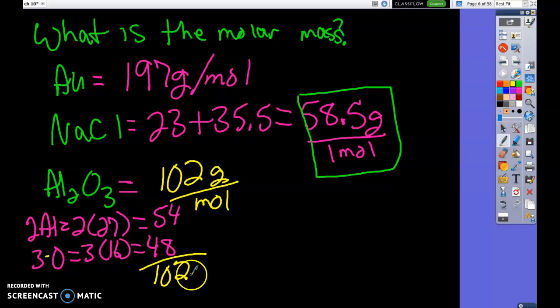So those are the molar masses. And again, remember, if I have 1 mole of these, I have 6.02 times 10 to the 23rd atoms or molecules of that. And that is molar mass.